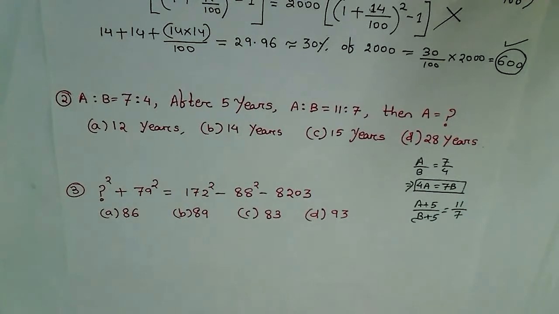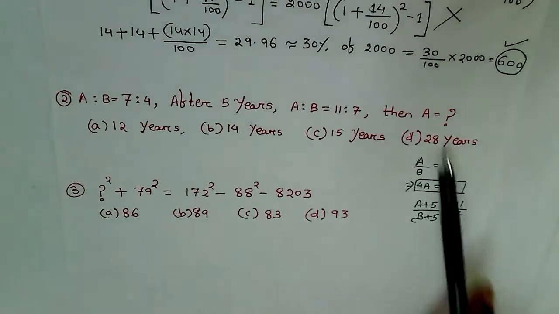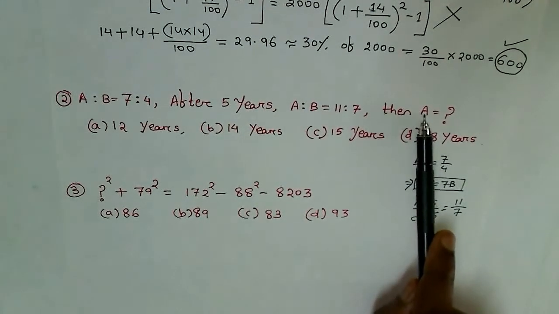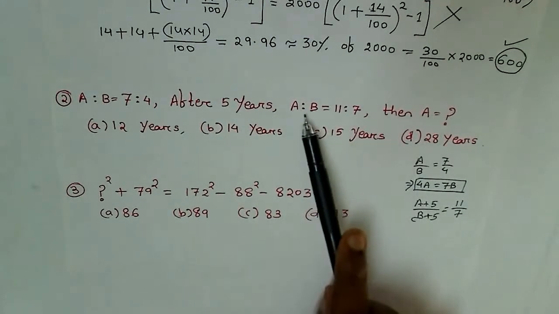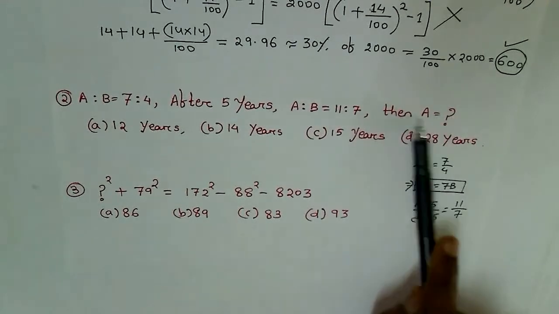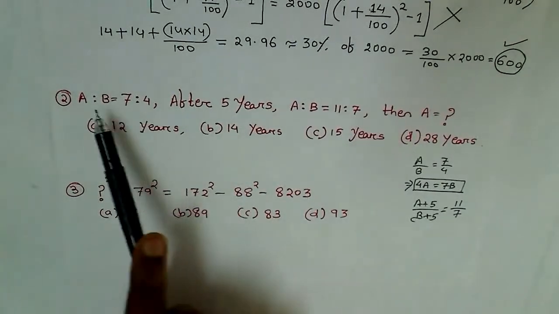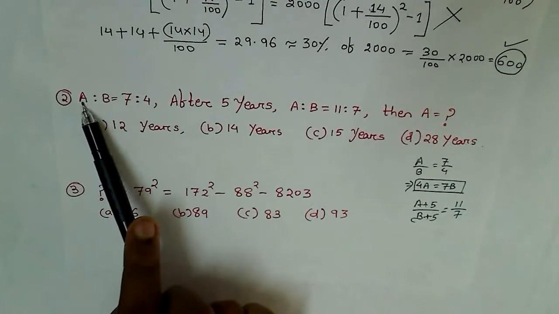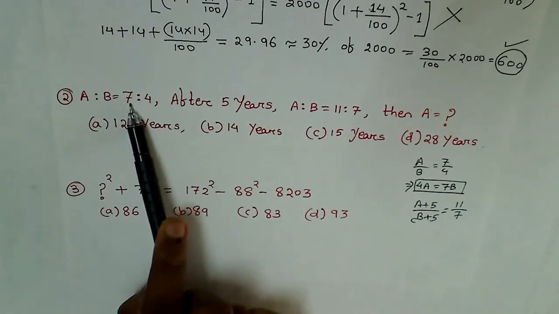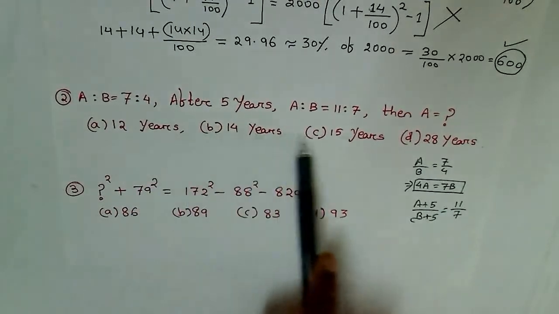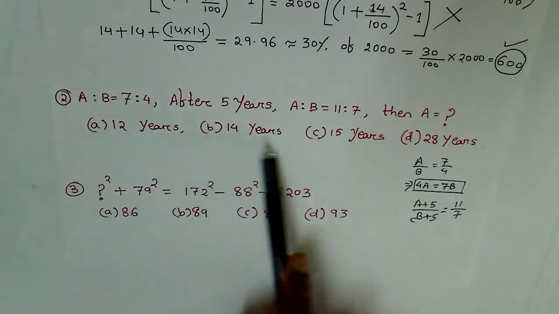So without that, if you can use some common sense from the options, if we do some back calculation, we can get the answer without this. First thing is we have to calculate the value of A. We are not bothering about B. So in this equation, what is the A value? Suppose the A value is 7. Now from the options, we will see which is a multiple of 7.